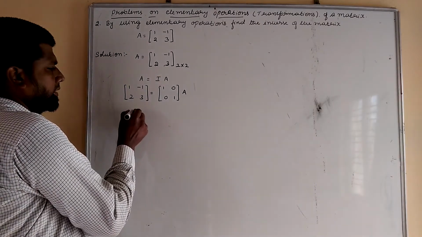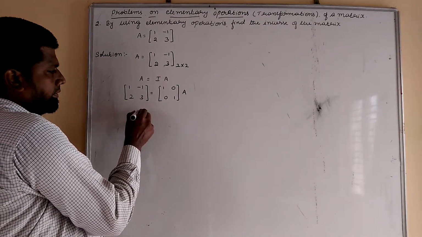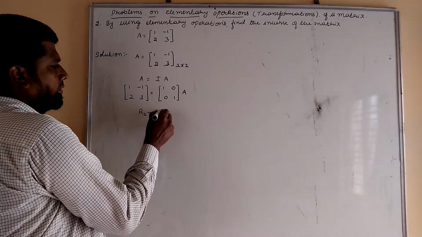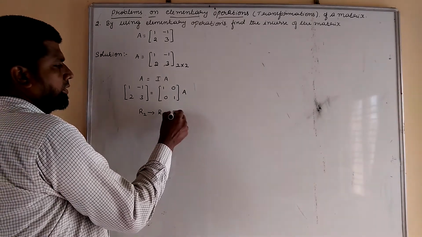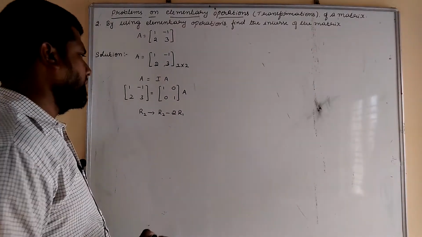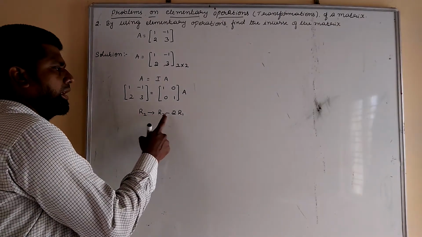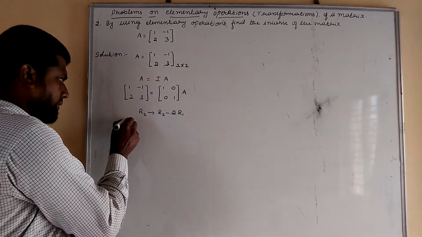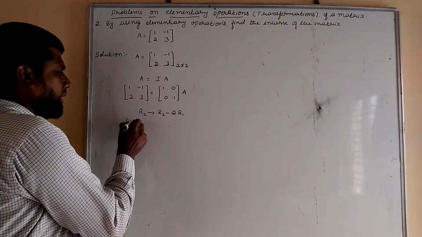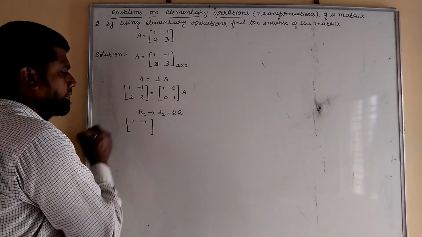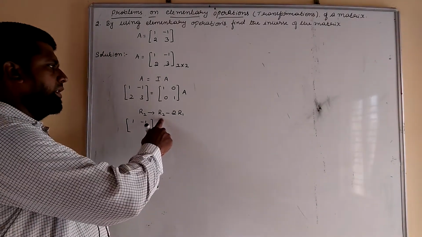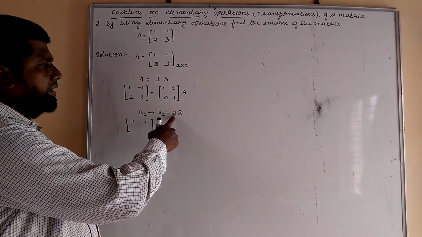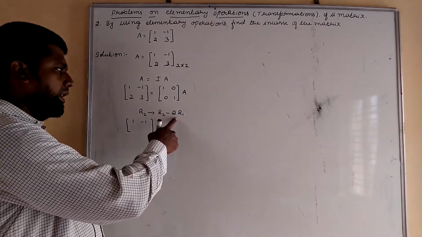So let us change the second row: R2 changes to R2 minus 2R1. I have written this symbolically. R1 will be the same, and we have to change R2. Let us write R1: 1, minus 1. Then R2 should be changed, meaning R2 should be subtracted with 2R1. We have to multiply R1 with a constant or scalar multiple, then subtract it from R2.